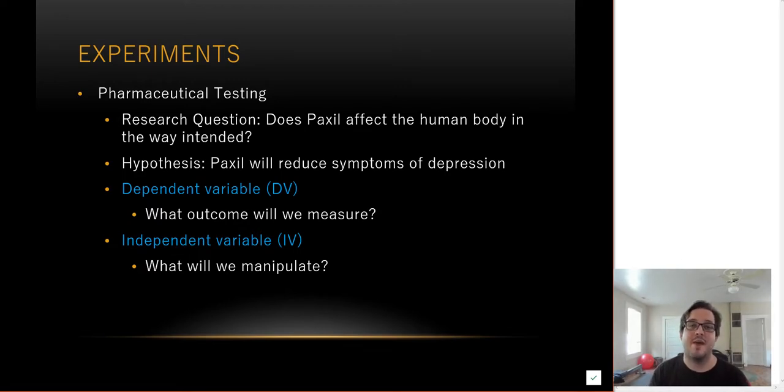So you are dependent on them. In this case above, what is the dependent variable? What is our outcome? It's going to be symptoms of depression. We think that the symptoms of depression are going to be dependent on whether someone's taking this drug or not. That's a dependent variable, so it's always going to be the outcome measure.